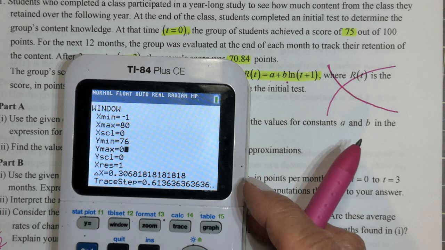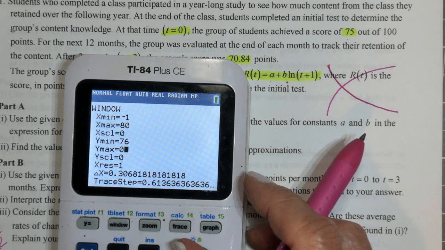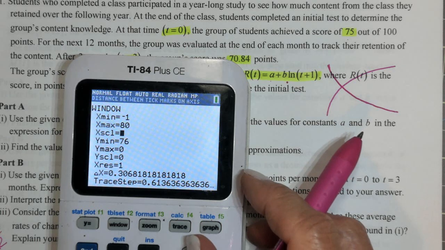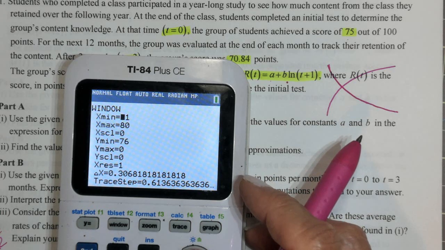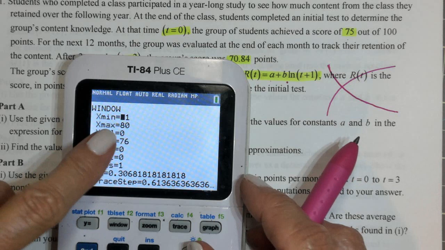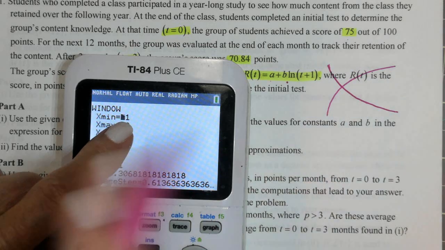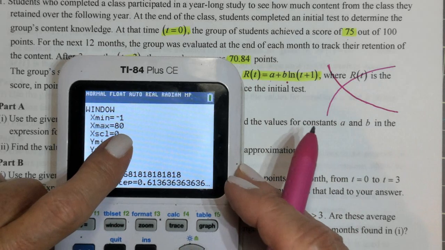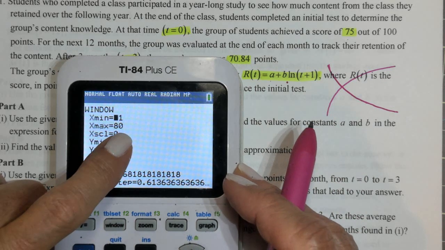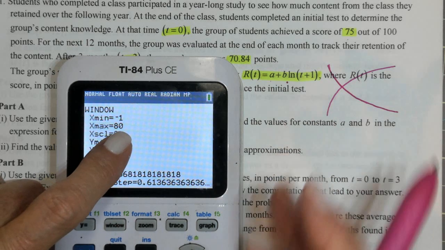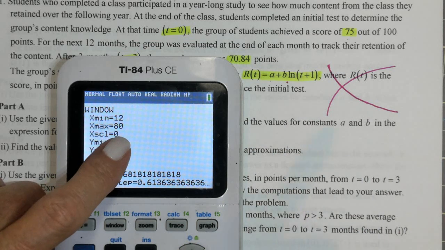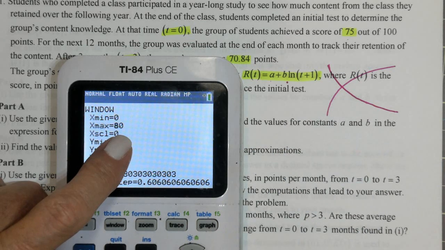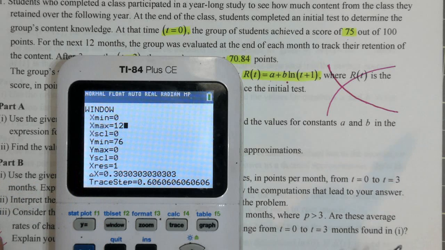Maybe 0? I don't know. Will they ever get down to 0? Will they lose everything that they ever learned? I don't know. We'll do 70. We'll do 0 down there. And for the x-min, I'm going to put -1 just to see a little bit to the left of the y-axis. And then for the x-max, this is the number of months, isn't it? So they say that we're going to 12 months. I think I'm just going to go there.